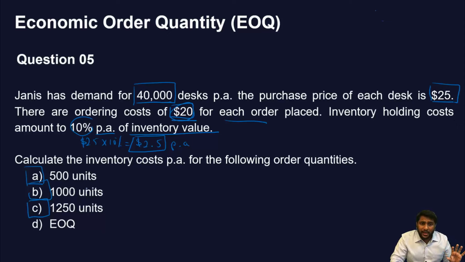If you are ordering 500 units, what will be your annual cost? If you are ordering 1,000 units, what will be your annual cost? If you are ordering 1,250 units, what will be your annual cost? So let's get that understanding. So let's see, according to manager A, what will happen? According to manager A, order 500 units.